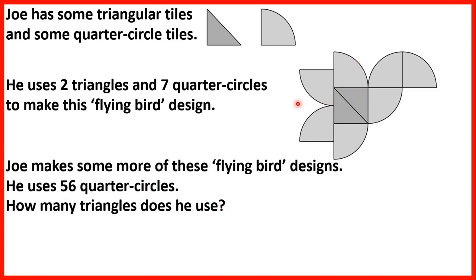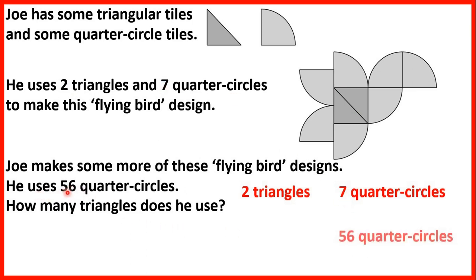So we know for each of the designs, he's used 2 triangles and 7 quarter circles. And we also know that he uses 56 quarter circles altogether. So we need to think, 7 times what is 56? Well, 7 times 8 is 56, which means that with 56 quarter circles, he can make 8 of these flying bird designs. So, because we multiplied by 8 here, all we need to do is work out 2 times 8, and because that's 16, we know that he uses 16 triangles.